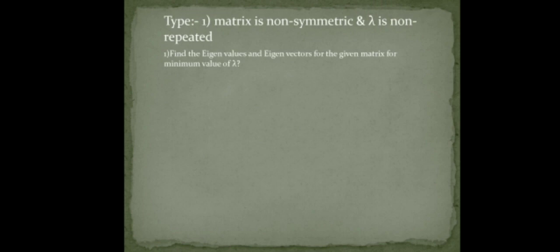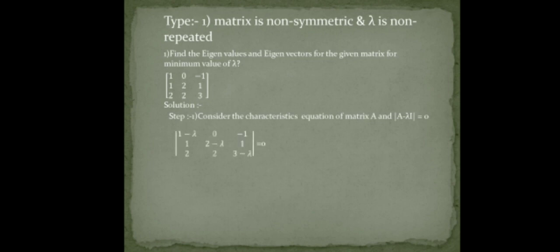Find the eigenvalues and eigenvectors for the given matrix for the minimum value of lambda. The given matrix is [1 0 -1; 1 2 1; 2 2 3]. Solution. Step 1. Consider the characteristic equation of matrix A as determinant of A minus lambda I equals 0. It is represented as follows.